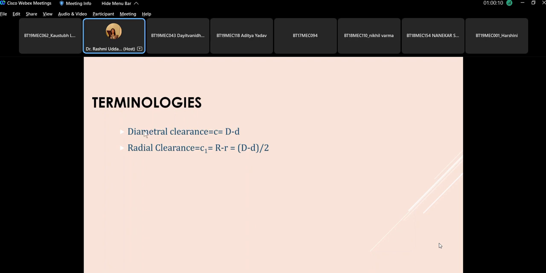For now, I want you to go through these terminologies. A few books give the value in terms of diametral clearance, and in other books you will find the radial clearance, which is half of diametral clearance. We'll use the term C1. Then there is a ratio of the clearance and the diameter, the diametral clearance ratio, C by D, where C is the diametral clearance and D is the diameter of the journal. Some graphs are plotted for coefficient of friction versus diametral clearance ratio C by D.